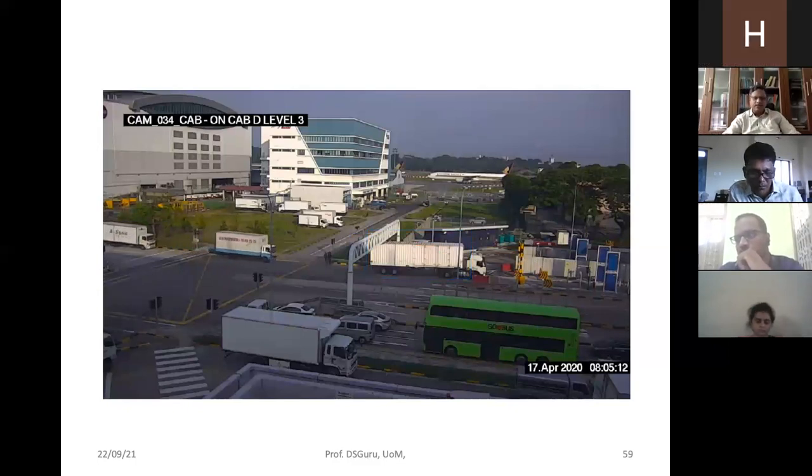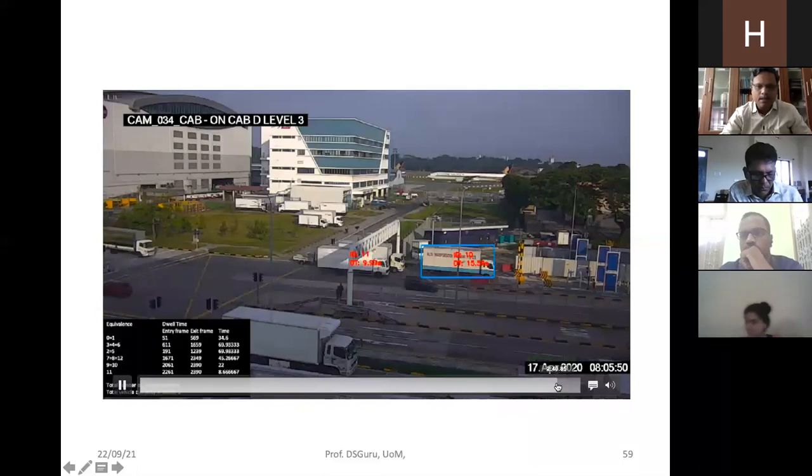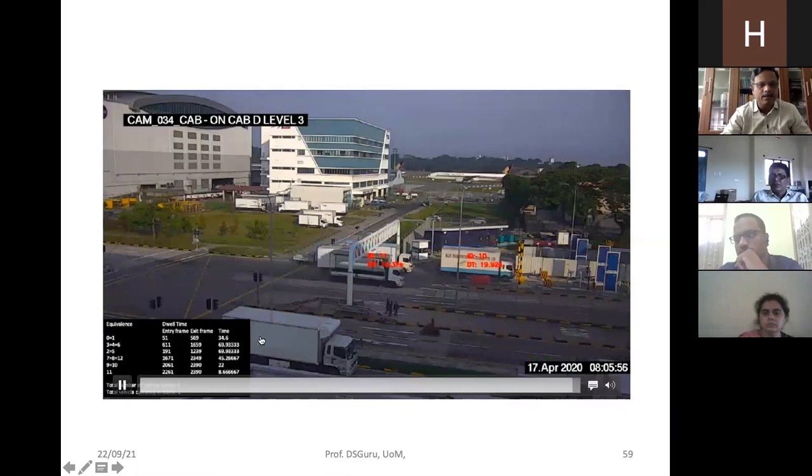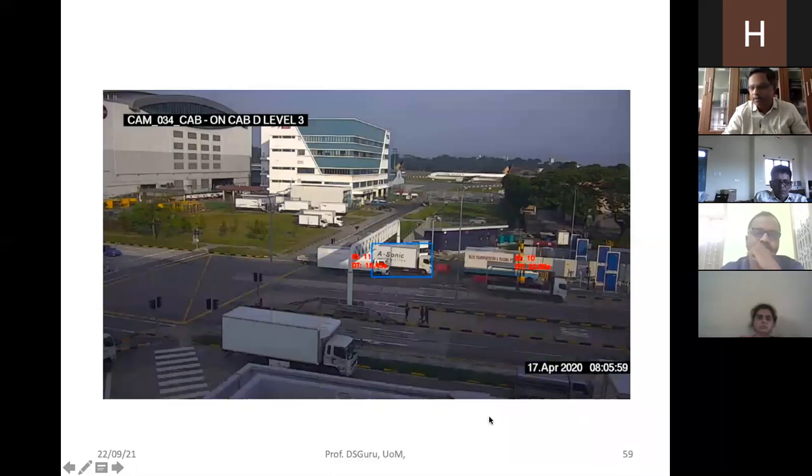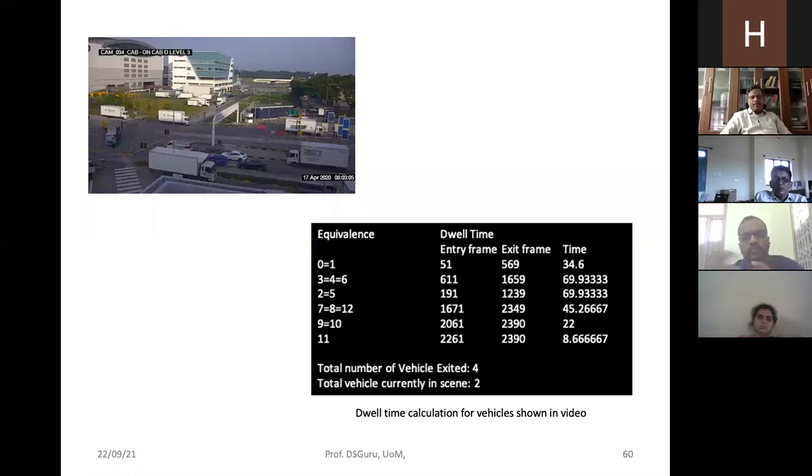Finally, what we wanted was this. Look at the bottom left corner. There is a table. This is what I want to be displayed in my office, not the video. So this is what I want: dwell time calculation of vehicles shown in video. It says the total number of vehicles exited is 4, the total number of vehicles currently in scene is 2, right? And for every vehicle, how many different numbers have been generated, what numbers are equivalent to which numbers, generate the equivalence class, and then calculate the time difference, that is, the waiting time of each vehicle.